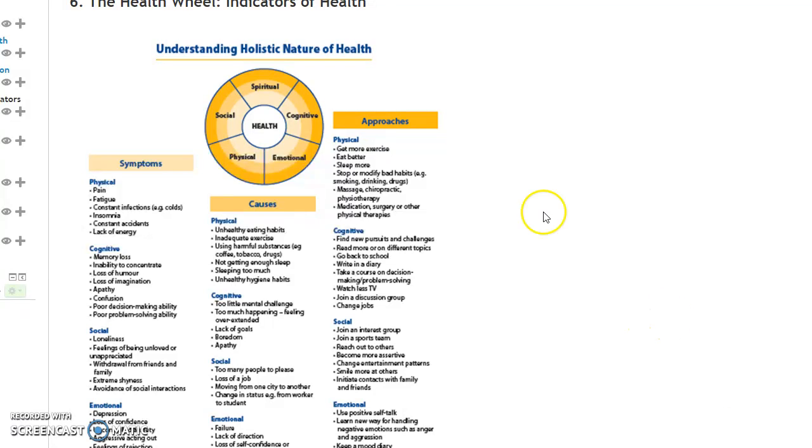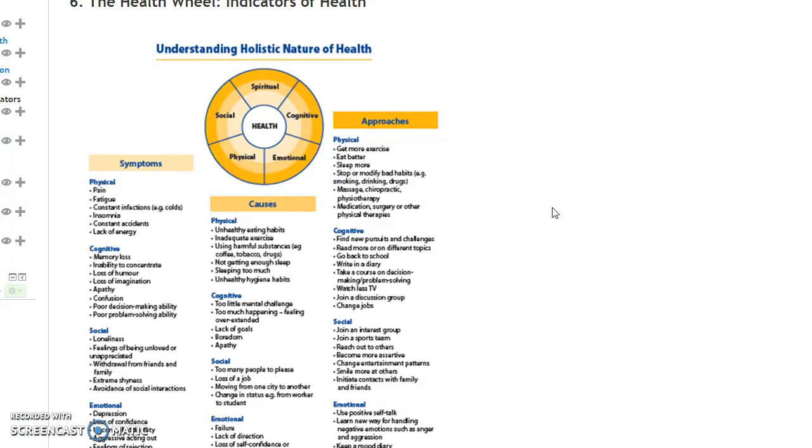So in healthcare, we talk about this health wheel right here. So you can see I'm just kind of circling it with my mouse. So the health wheel consists of all 5 dimensions, and it's supposed to represent that they're all interrelated. So depending on what's going on with you emotionally will also affect how you are spiritually, socially, cognitively, and physically.